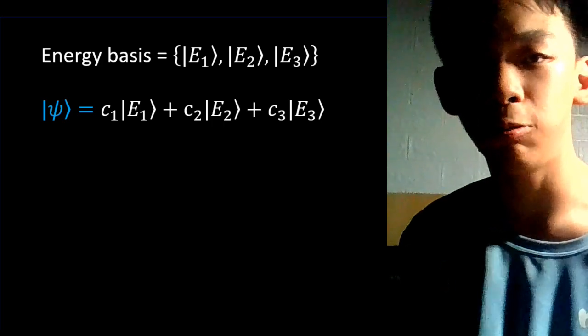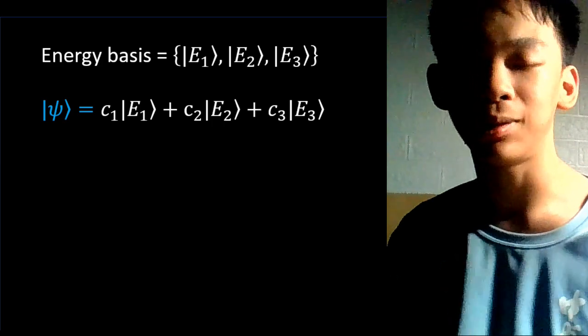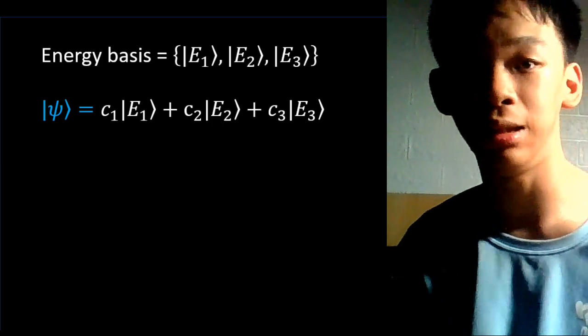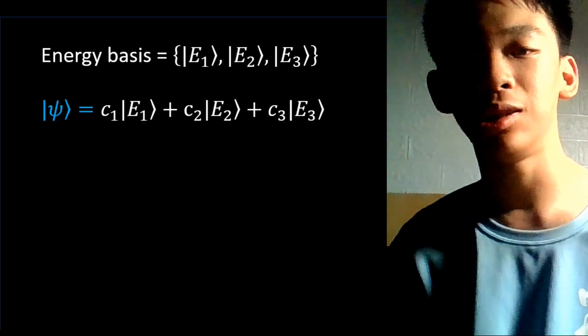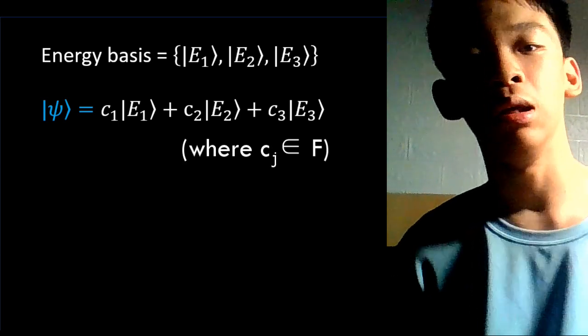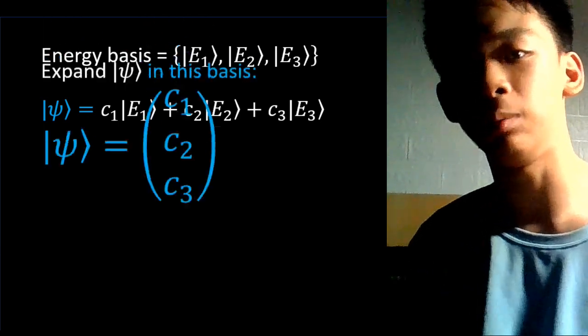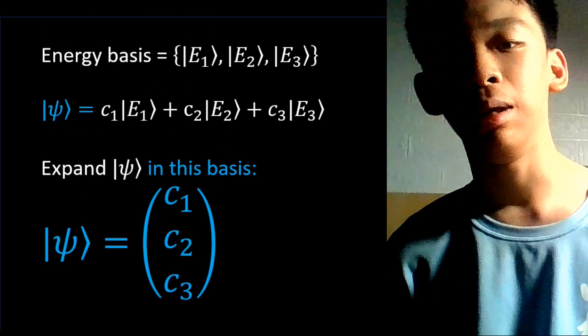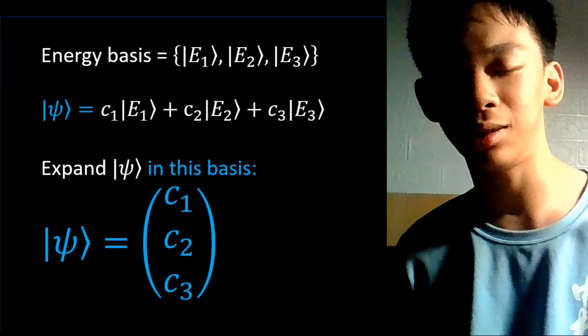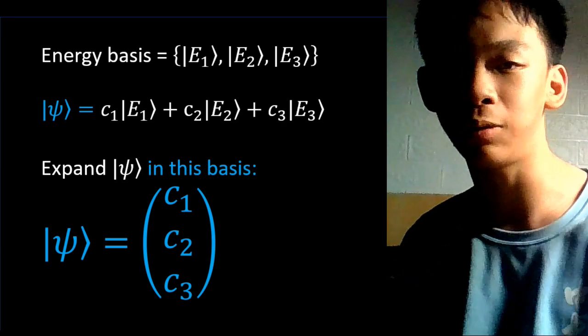For instance, if there are three energy basis states, E1 through E3, our quantum state is a linear combination of these three states, where the cj, the coefficients, are in the appropriate field. For convenience, we'll choose the field to be real numbers. We may write psi in the energy basis as the coefficients in a column vector like so.